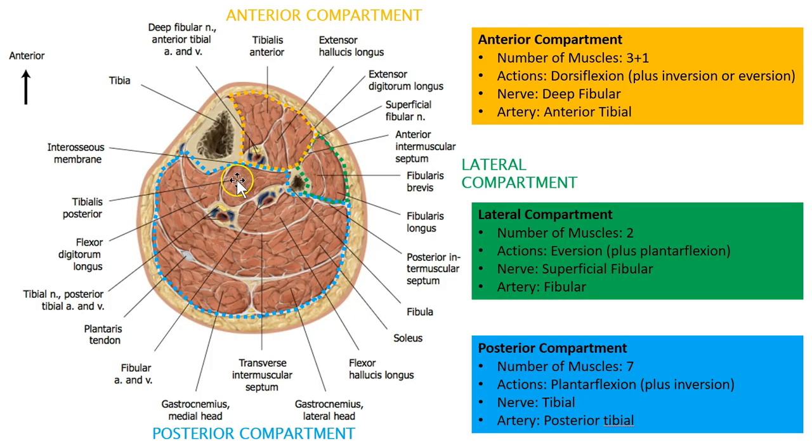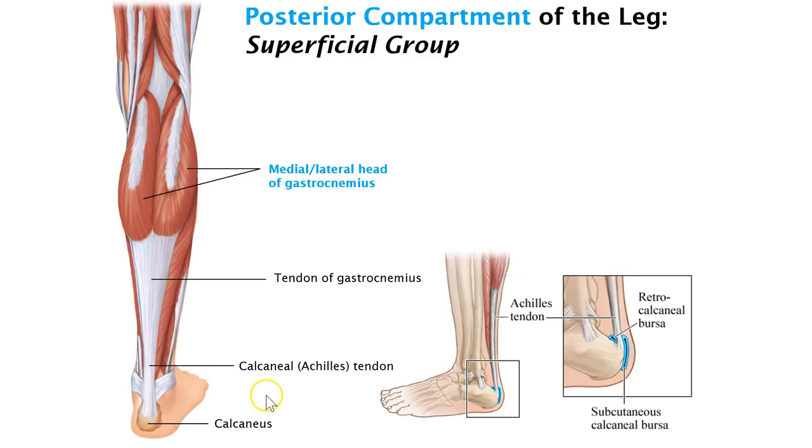So in this discussion, we'll be looking at this region, the posterior compartment of the leg. As you may recall, the fibular artery courses through this compartment but serves the lateral compartment. And here we see the posterior tibial artery and the tibial nerve, which courses with that posterior tibial artery, coursing between the superficial musculature and the deeper musculature of the posterior compartment.